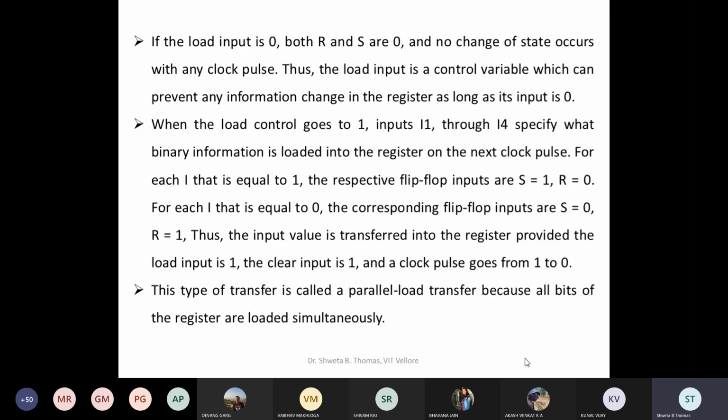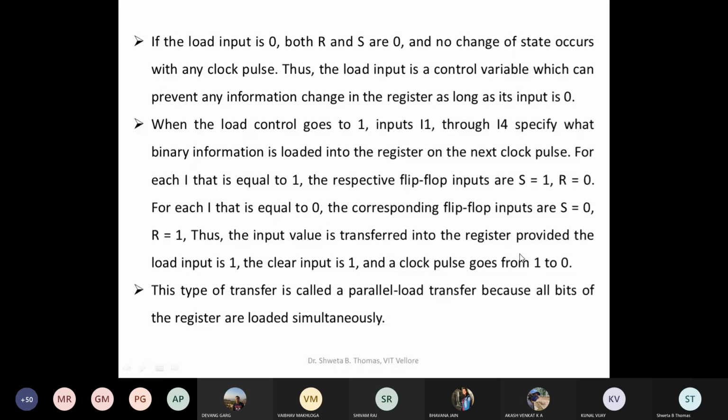So I told you there are 2 possible conditions. For each I that is equal to 1, the respective flip-flop inputs are S equal to 1, R equal to 0. For each I that is equal to 0, the corresponding input S is equal to 0 and R is equal to 1. Thus, the input values are transferred into the register provided the load input is 1, the clear input is 1 and the clock pulse goes from 1 to 0.